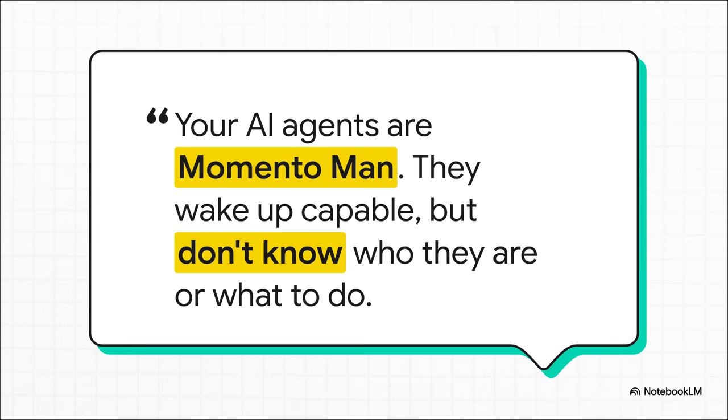He says AI agents are like the main character. They're incredibly capable, but they have no short-term memory. So every time an agent wakes up to do a task, it knows how to code, or write, or design, but it has zero context. It doesn't know who it is, where it is, or what on earth it's supposed to be doing.